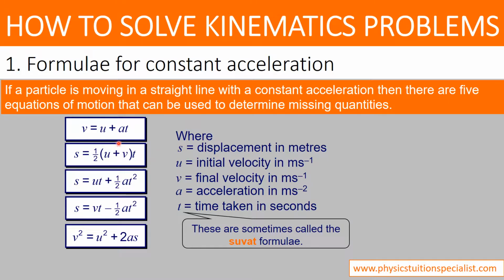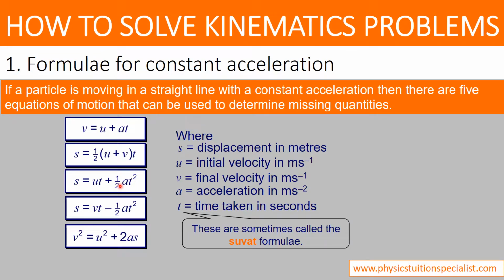Now the first equation is V equals U plus AT. You can see that in this equation there are 4 quantities: final velocity, initial velocity, acceleration, and time. Similarly, if you take another equation, for example S equals ut plus half at squared, your S here represents the displacement, U initial velocity, T is the time, A is the acceleration. So again, you have 4 quantities embedded in this equation.